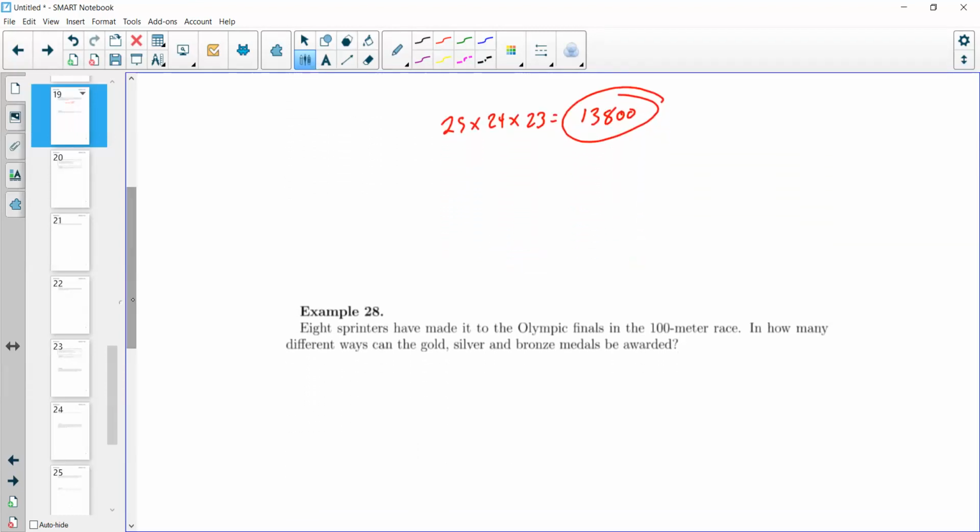Okay, now we have 8 sprinters that made it to the Olympic finals in the 100-meter race. How many different ways can the gold, silver, and bronze medal be awarded? We're giving away different prizes, so order matters. So how many ways can I give away the gold? 8. Now that you got the gold, you can't have the silver. So how many ways can I give away the silver? And then the bronze. And what do we end up with here? 336. Yes, thank you.